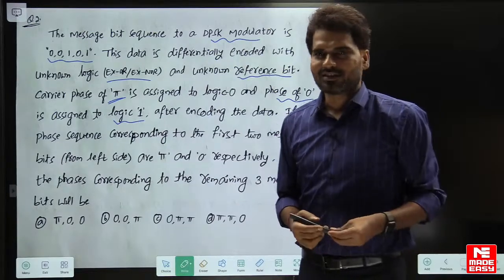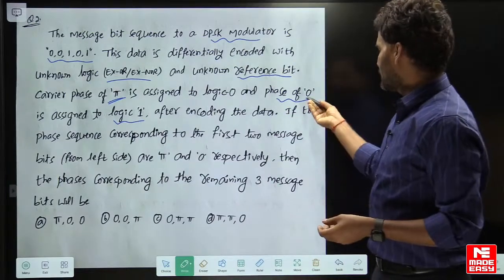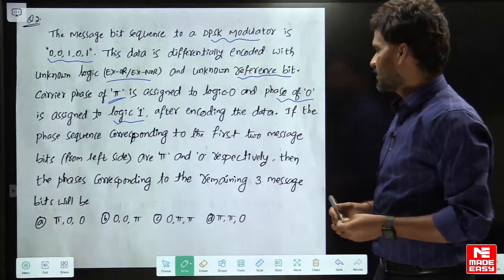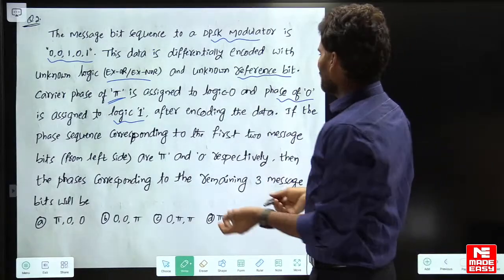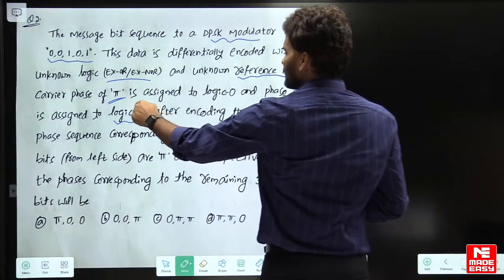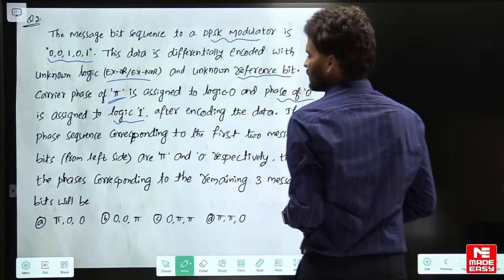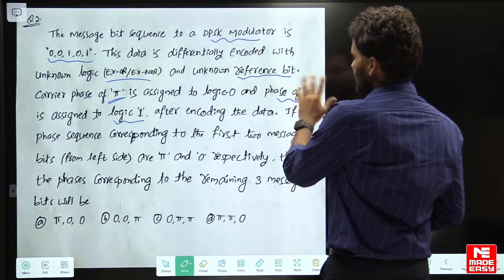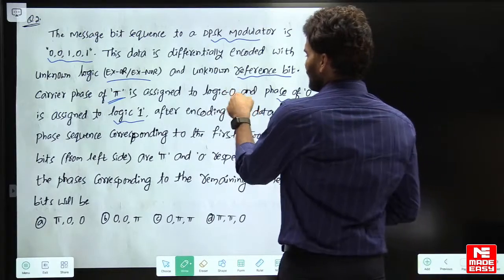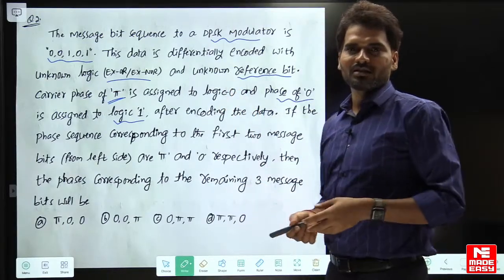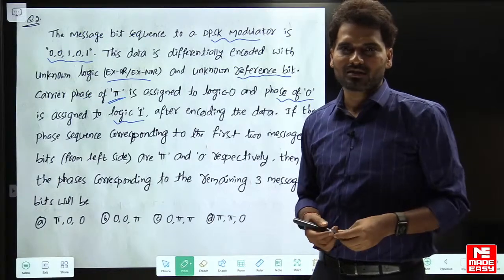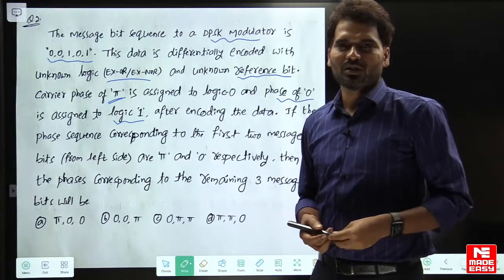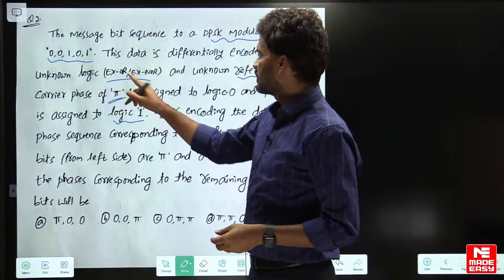For binary 1, the phase of 0 is assigned. Binary 1 is represented by the actual carrier, so with respect to the unmodulated carrier, the phase shift will be 0. Binary 0 is represented by a 180 degree phase shift of the carrier, minus AC cos 2 pi FCT, so with respect to the unmodulated carrier, the phase shift will be pi.